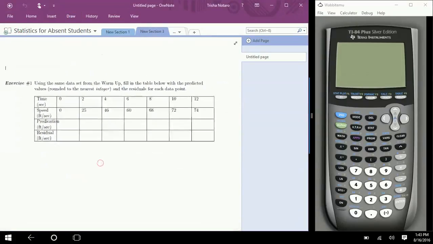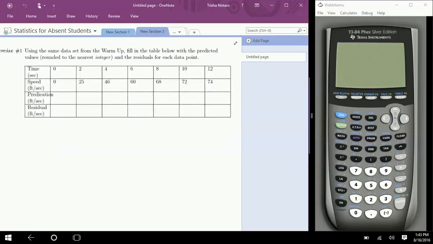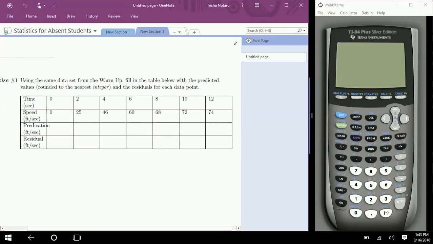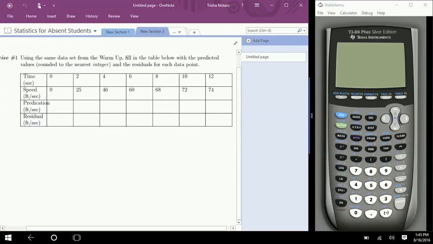Okay, so exercise number 1, use the same data from the warm-up, so that's nice. So we don't have to really change any data in our calculator as of yet. To fill in the table with the predicted values rounded to the nearest integer and the residuals for each data point. So we want to first find the predicted value, right here.